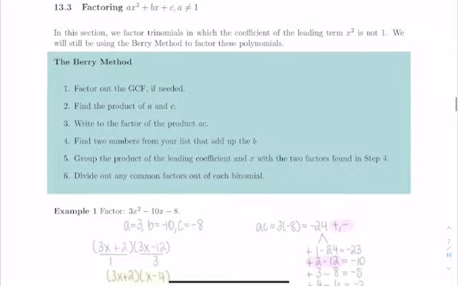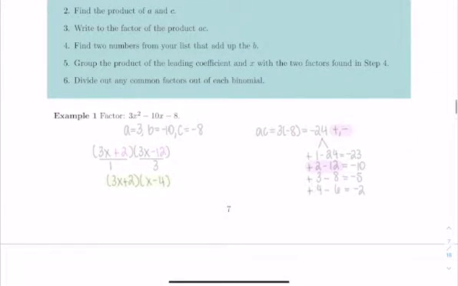So looking at the first example, we have 3x squared minus 10x minus 8. First thing we always look for is, is there a GCF? There is not a GCF other than 1, so we can move on and write down our A, B, and C. Our A is 3, our B is negative 10, and our C is negative 8. And so A times C is 3 times negative 8, which is negative 24. That means we have to have one positive and one negative number.